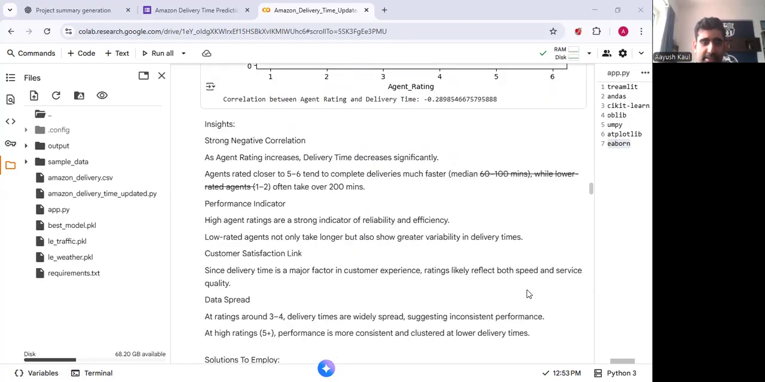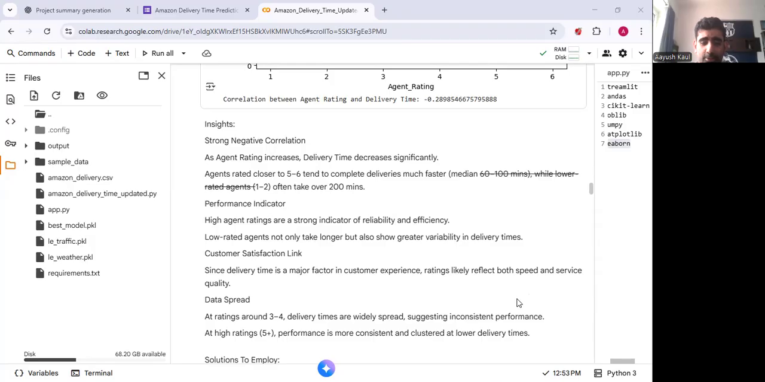A performance indicator is being given to us from this graph: high agent ratings are a strong indicator of reliability and efficiency. Low rated agents, on the other hand, not only take longer, but also show greater variability in delivery times. The customer satisfaction link here is that since delivery time is a major factor in customer experience, ratings likely reflect both speed and service quality.